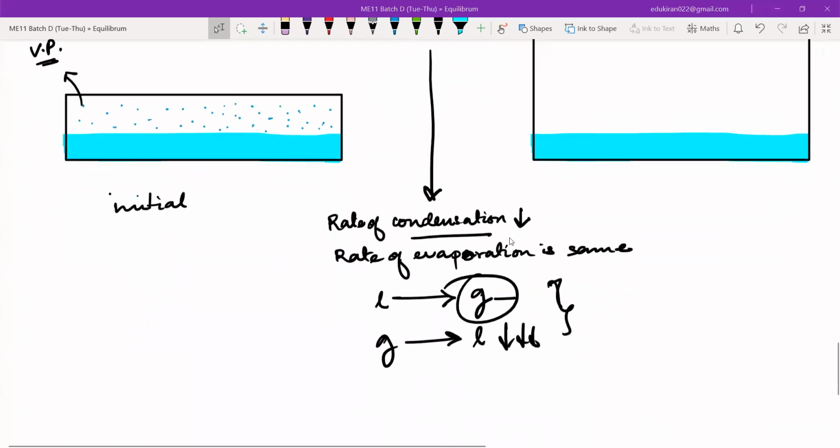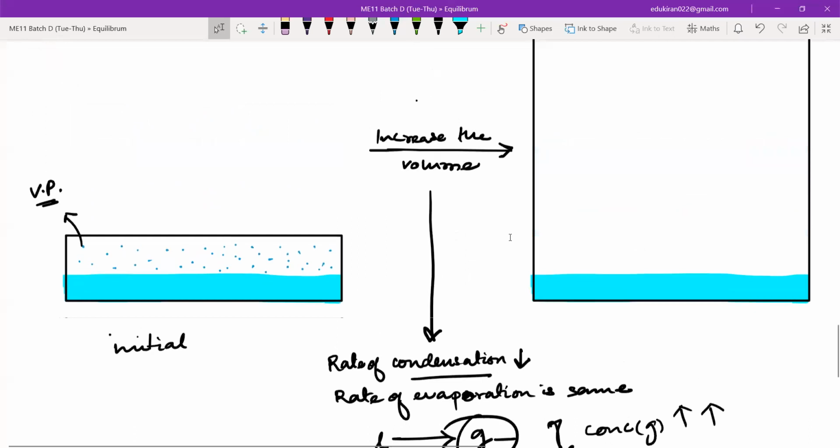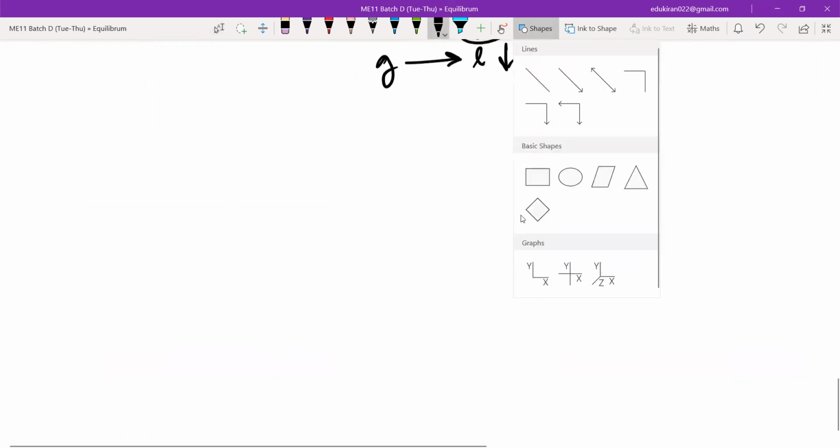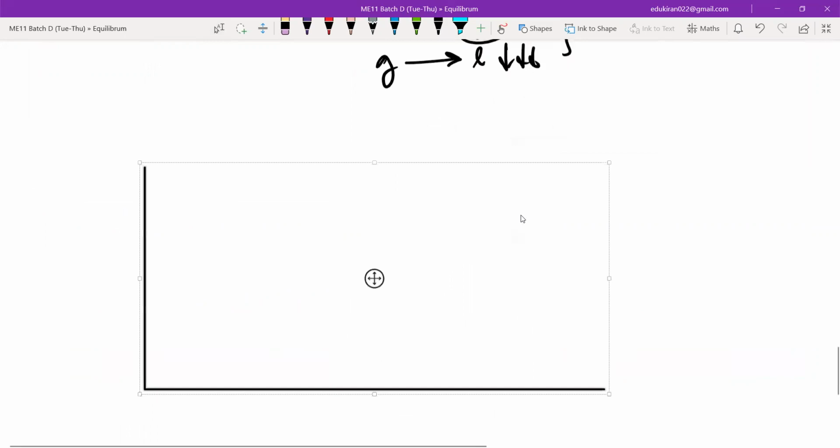Okay. So since the rate of condensation decreased, we'll have fewer gas molecules converting into liquid. The rate of evaporation is the same, and hence the concentration of gas will increase. This is what is going to happen, but what is the change we can see? This is all inferred information. We can't see any measurable change right now, but we can see a measurable change if I monitor the vapor pressure. So I can make a plot, and this is my starting point, the vapor pressure initially.